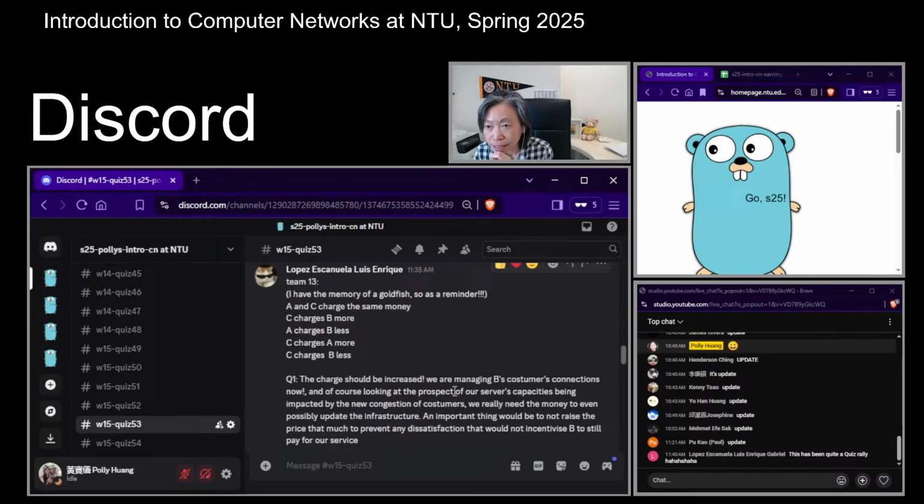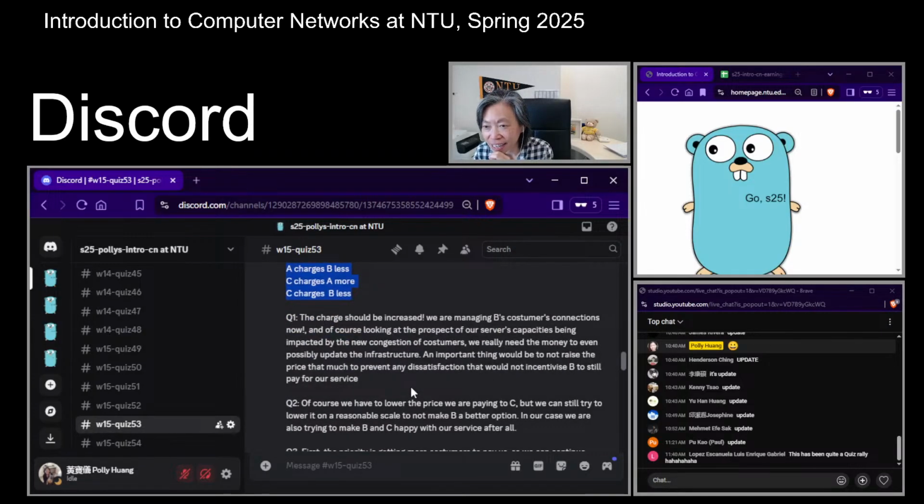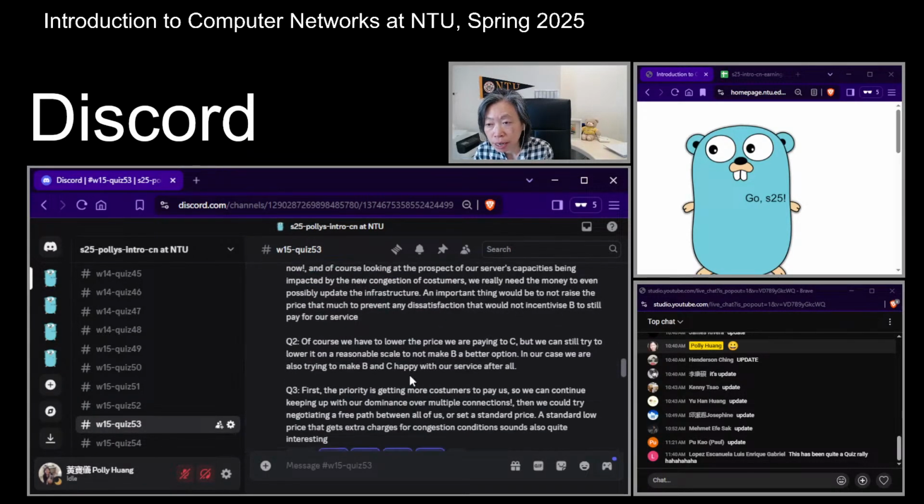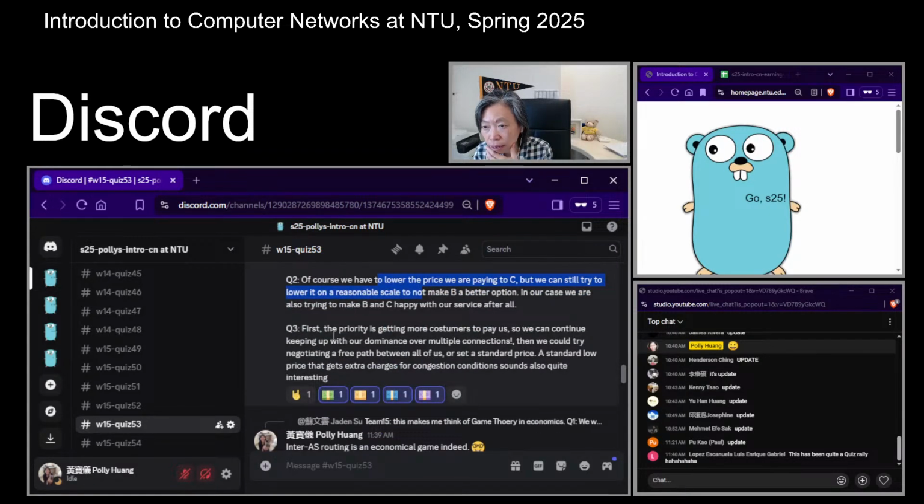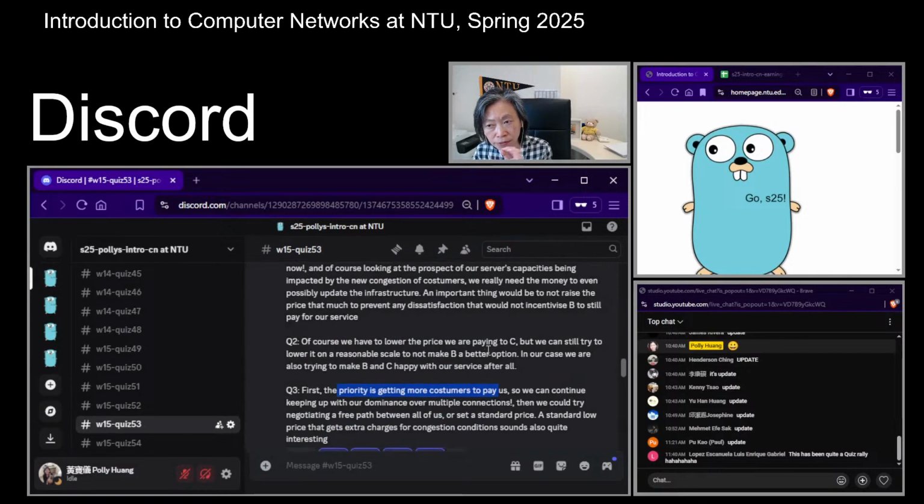And Team 13, yeah, 13 here is trying to recall exactly who pays who more. Yeah, but Q1 is still, right, increasing the charge, and then lower payment to C. Okay. And the solution of Team 13 is very, very good. And this is probably the ultimate solution.